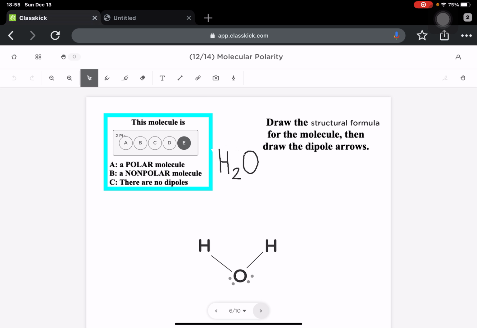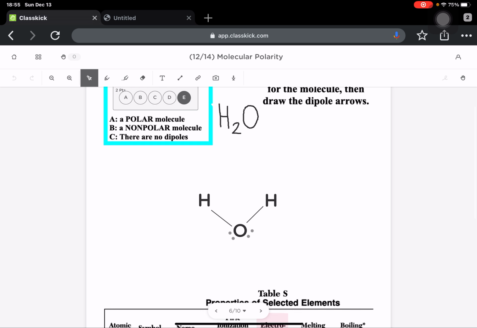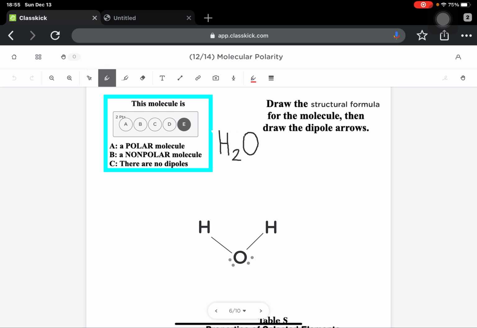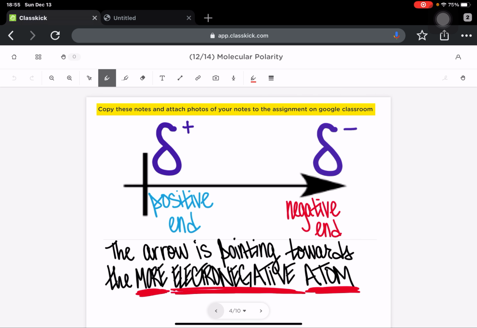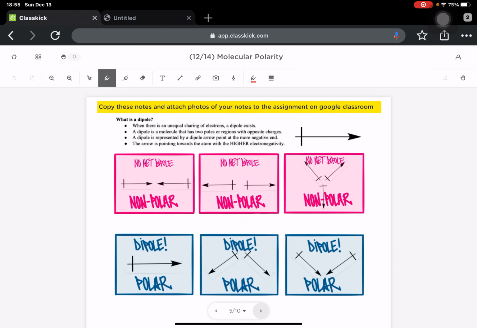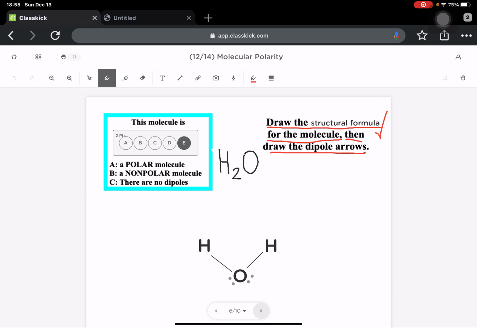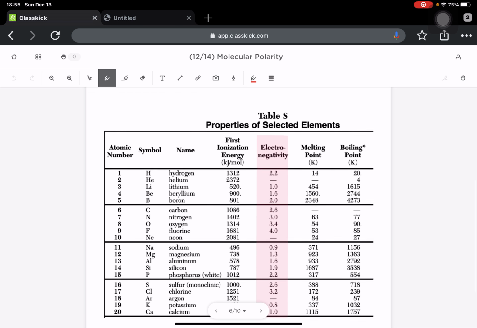So here's my example. I already have the structural formula for water drawn out. And, okay, so draw the structural formula for the molecule. Okay, I did that. Then draw the dipole arrows. Okay, what are dipole arrows? How do I do those? The arrow is pointing towards the more electronegative atom. Okay. So now I guess I just have to figure out which one is the more electronegative one.